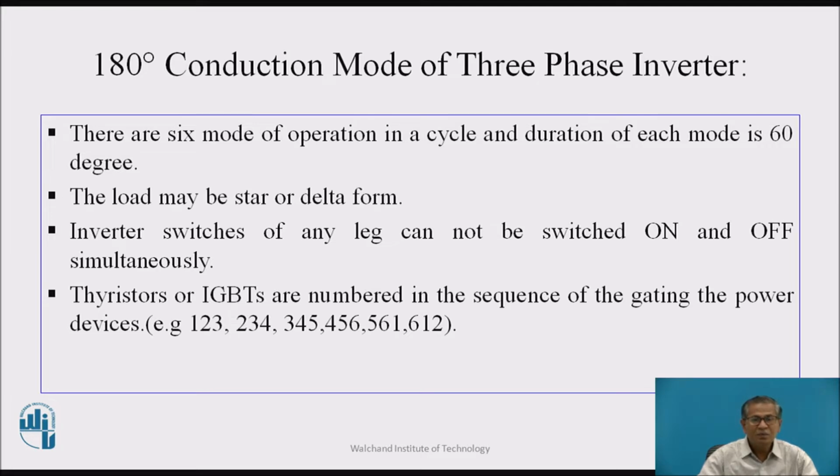There are 6 modes of operation in a cycle and the duration of each mode is 60 degrees. The load may be either star form or delta form. Inverter switches of any leg cannot be switched on and off simultaneously. So it is the job of the designer to ensure that the switches are not switched on and off simultaneously.